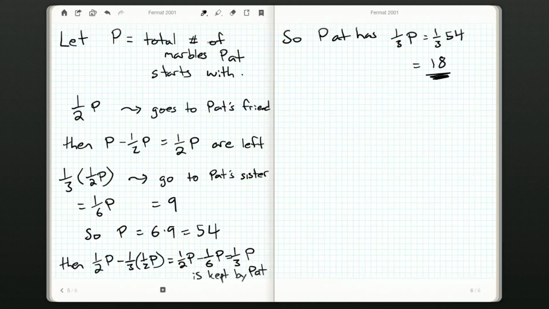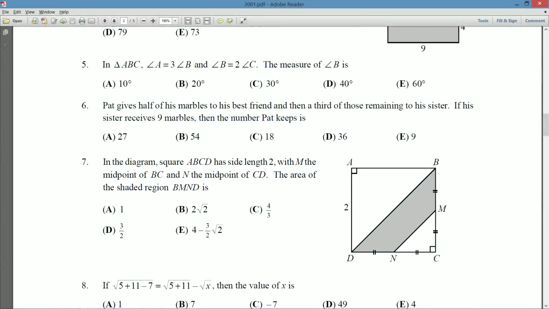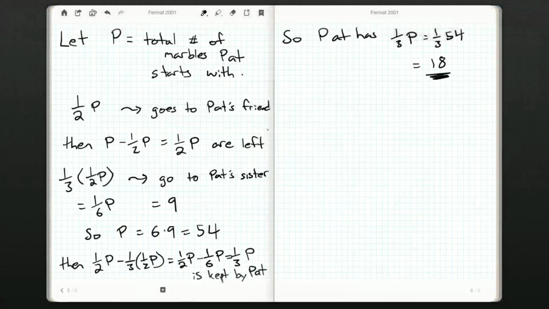So not the variable that we solved for, because we set P up as a different thing than what we wanted. We want the number kept by Pat, not the total he started with. So that's going to be 1/3 of the overall marbles he started with. So that means that's 18, and hopefully that's one of the answers. It is, it's C. Right next to that B that might have tripped us up. Okay. So C is the answer to question 6, and we move right along to question 7.